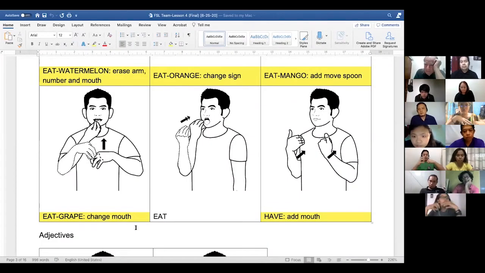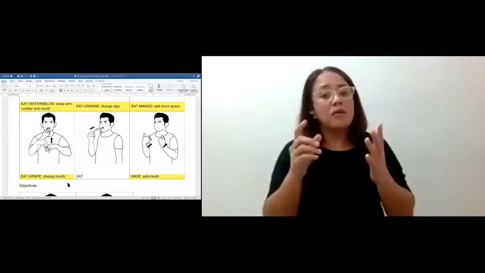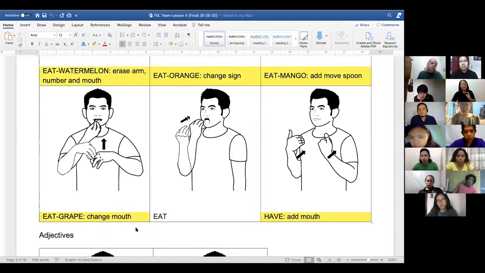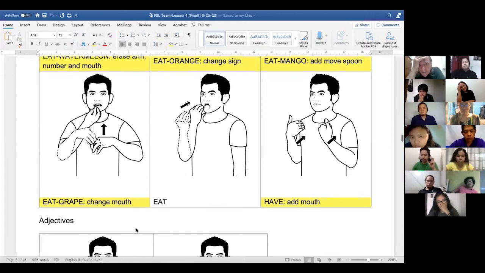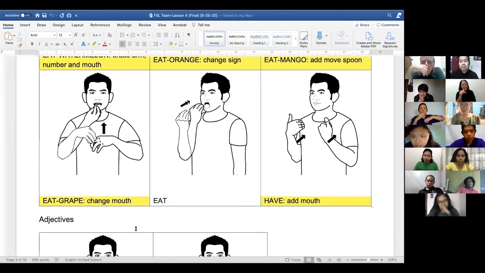So grape, pull it out, put it in. Okay. I think the drawing is okay on eat grape, but we may want to change that. We may just want to, I don't know. Let me see it later. For now, it's fine. What about eat?